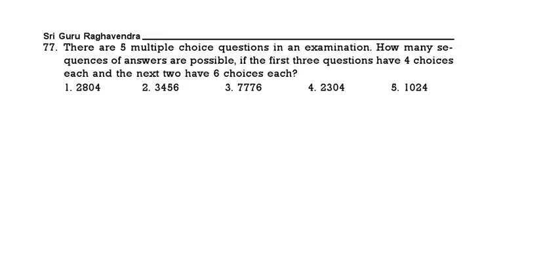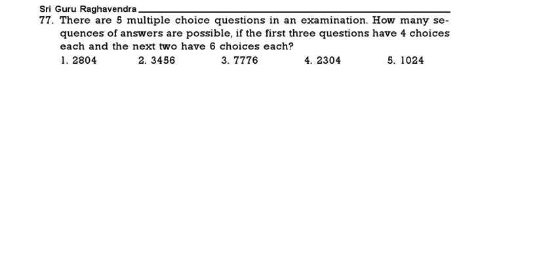Next question. There are 5 multiple choice questions in the exam. How many sequences of answers are possible if the first 3 questions have 4 choices and the next 2 have 6 choices? There are 5 questions. Suppose these are the 5 questions. The first 3 questions have 4 choices. The next 2 have 6 choices.